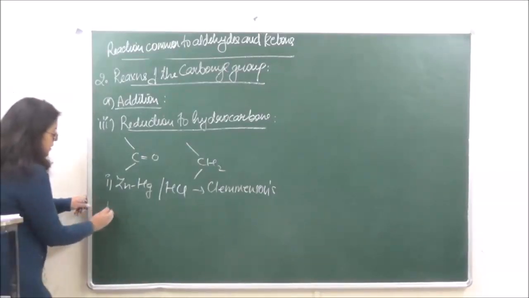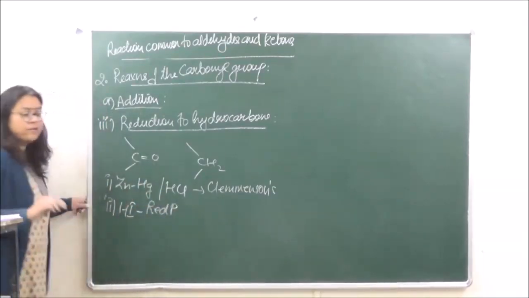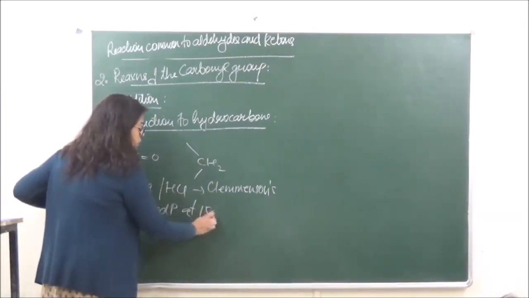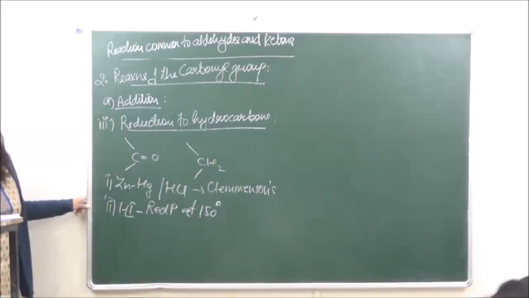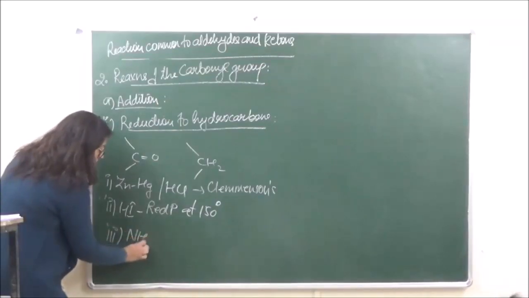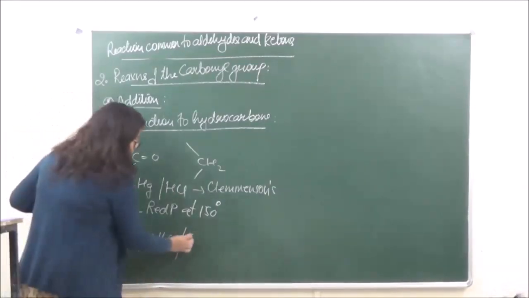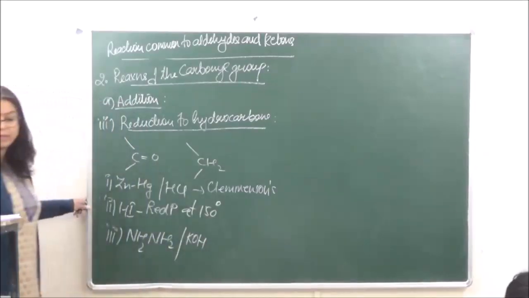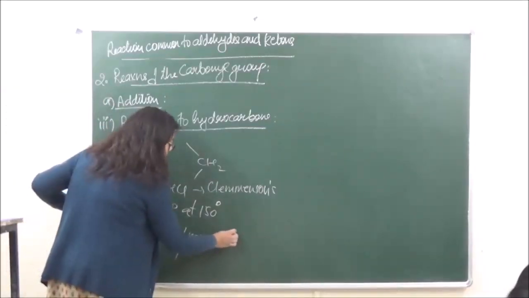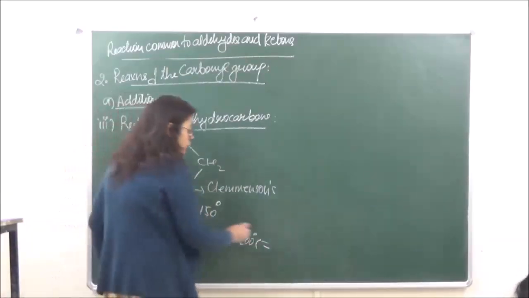Or we can use over here HI in presence of red phosphorus at 150 degrees Celsius. The temperature maintained is 150 degrees Celsius. Or we can use hydrazine in presence of an alkali. So we are taking over here an alkali KOH, and the reaction takes place at 180 to 200 degrees Celsius. Again, this is an important reaction, known as the Wolff-Kishner reaction.